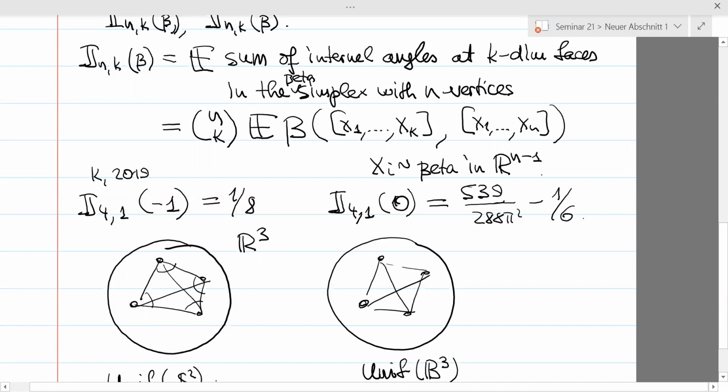And of course, the question is how to compute it. That's the main difficulty. And in the remaining, I think, 10 minutes, I can try to explain how to do that.